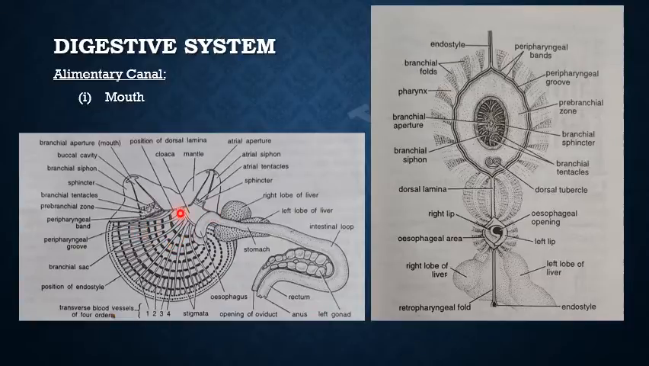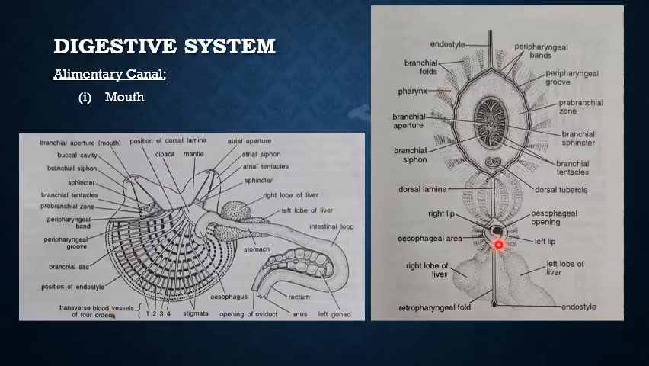Now this structure, which I have done, is very well explained in this diagram. In this diagram you can see this is the endostyle, this is the dorsal lamina, and this is the esophagus, and then these are the liver lobes. So obviously this is the area where the stomach is present.